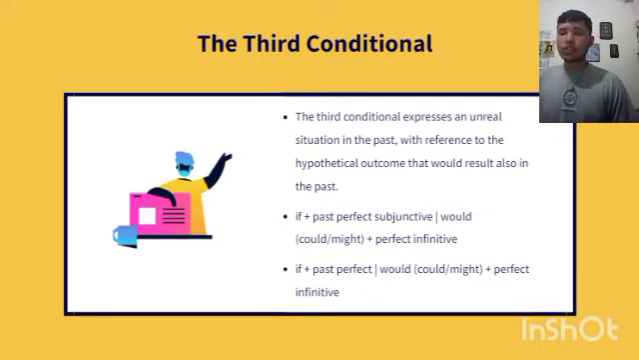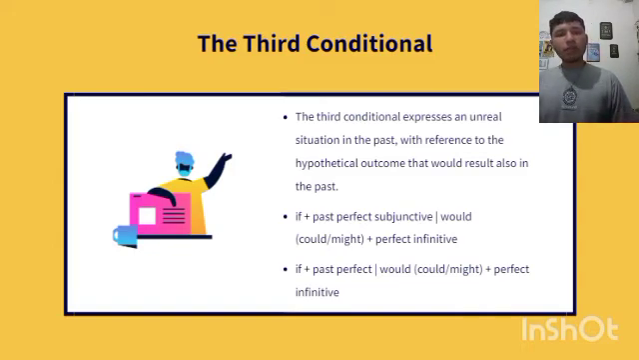Finally, the third conditional. The third conditional expresses an unreal situation in the past with reference to the hypothetical outcome that will result also in the past. So, condition in the past and consequence in the past. So, the structure is the subordination if and then past perfect subjunctive. That is the conditional clause. But the main clause always has a modal verb would, could, or might and a perfect infinitive.